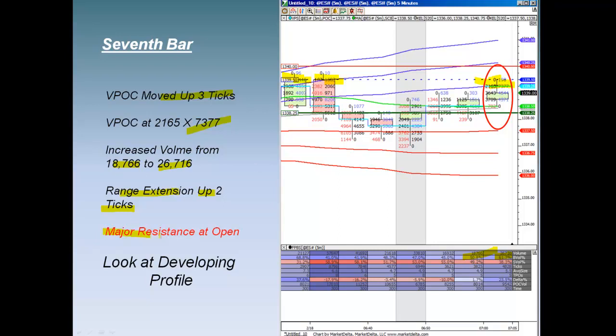I have major resistance at the open, and now since I have 6 different 5-minute candles that have been completed, and I have a full mini profile to look at, I need to look at that developing profile for some additional clues.